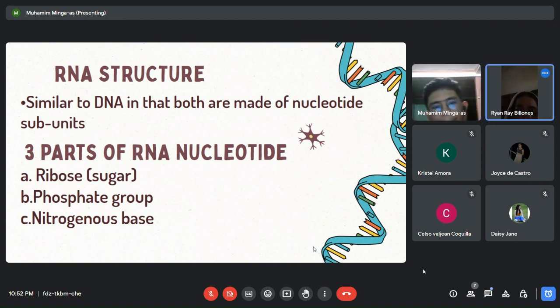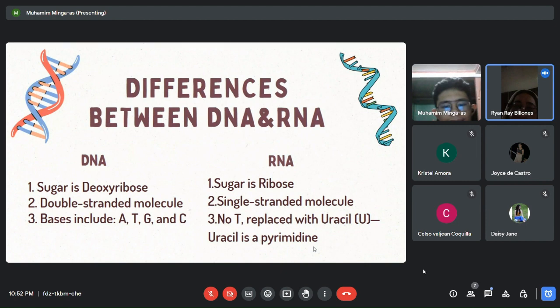Next, please. So the difference between DNA and RNA. RNA is single-stranded while DNA is double-stranded, as discussed earlier. RNA contains uracil while DNA contains thymine. RNA has the sugar ribose while DNA has the sugar deoxyribose. Next please.